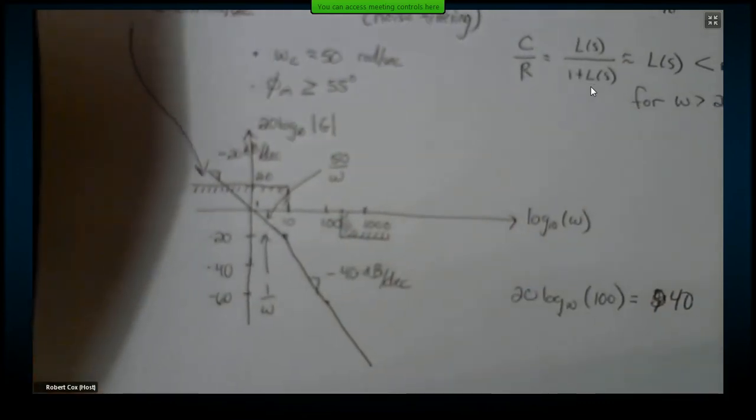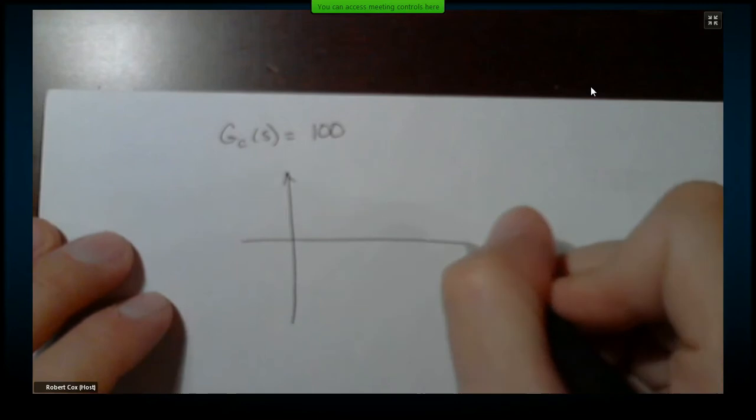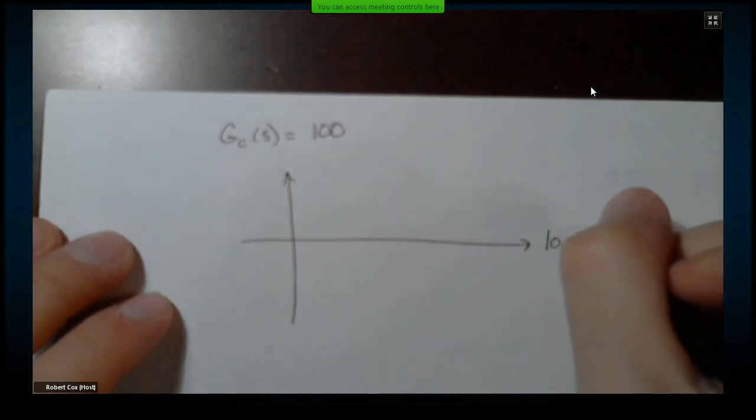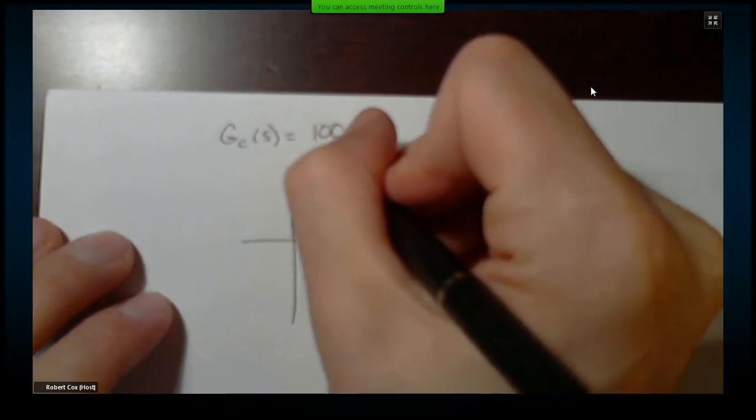All right. So thus far, what I've said is that GC of s has to be at least a factor of 100. Now I'm going to redraw my Bode plot here. Now here's how I'm going to approach this.